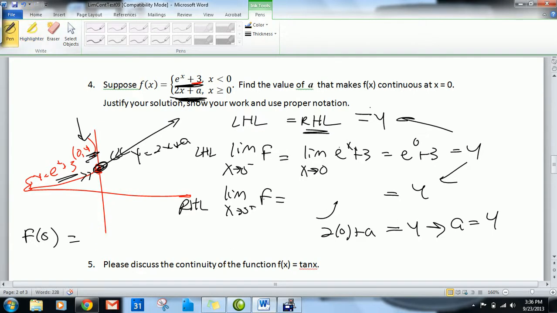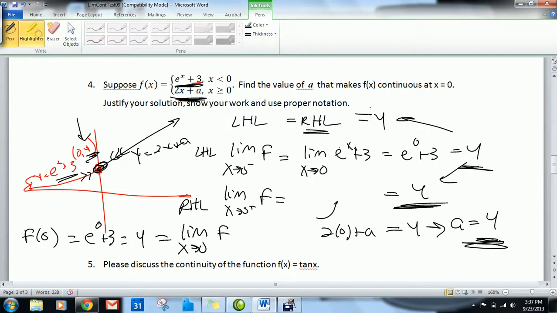So the f of 0 is 4, right? It's e to the 0 plus 3, which is 4. And so now that's equal to both left and right hand limits, which is the limit as x goes to 0. Okay? And isn't this what it means to be continuous at a point? Right? When the behavior at 0 is equal to the limit as x is approaching 0. Both of which, in this case, will be 4. Okay? All right, more to follow. Keep working.